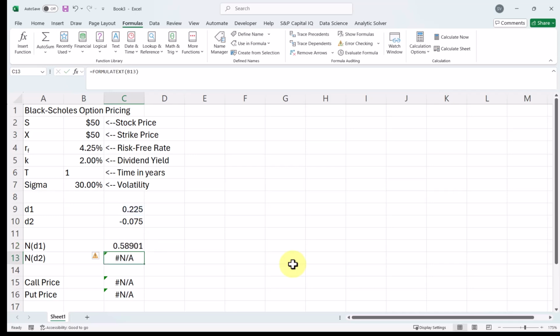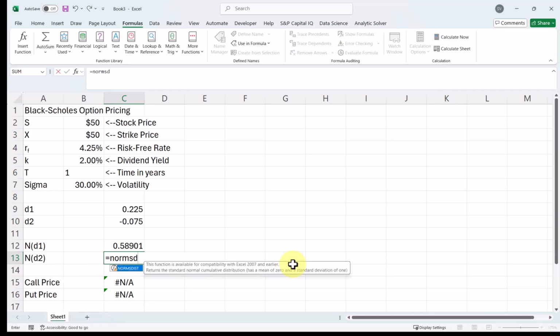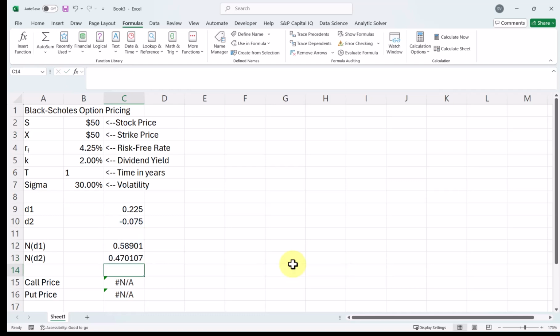In this case it's 0.58901, and for D2 it is 0.470107. So now that we have ND1 and ND2, we can calculate our call price and we can calculate our put price.